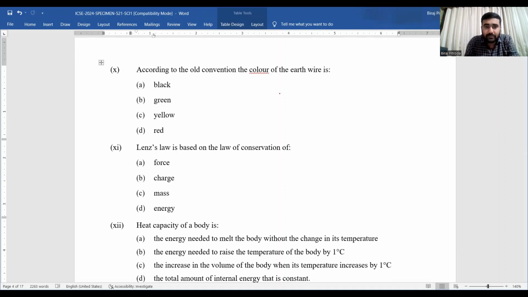The 10th question is, according to the old convention, the color of the earth wire, was it black? No. Was it green? Yes. As per the old convention, the color of the earth wire is supposed to be green. Fine. 11th one. Lenz's law is based on the conservation of energy. These are all direct answer questions.